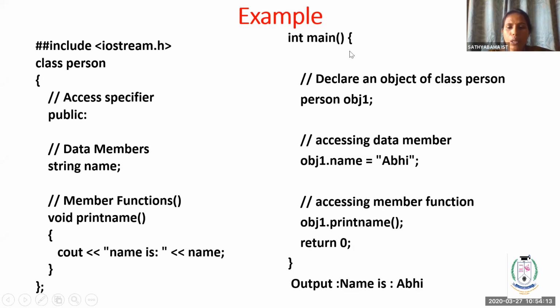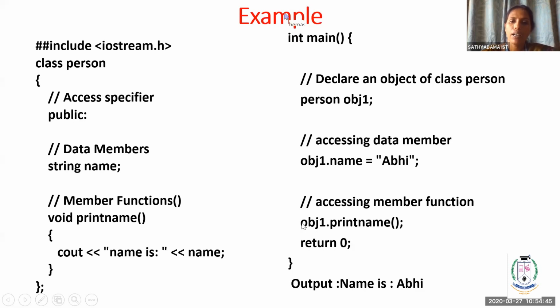So using the same object, object one, you can access the function called print name. So object one dot print name, right? If you call the function, this is called calling your function. Yes or no? Through this object, we can call the function. And also, after this, it doesn't return anything, so you have to specify return 0.